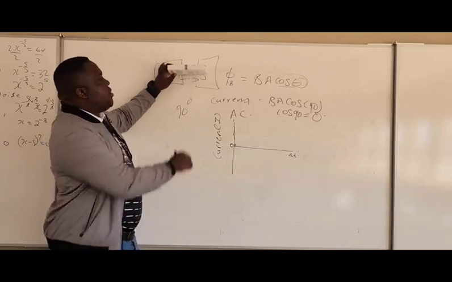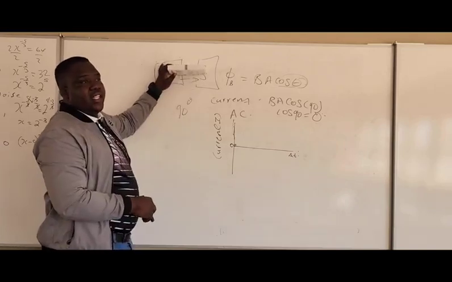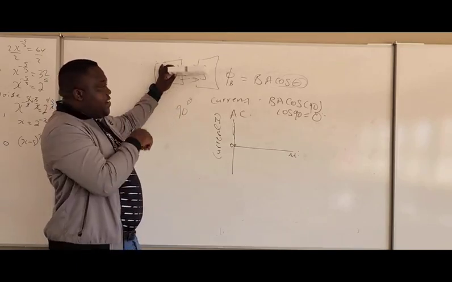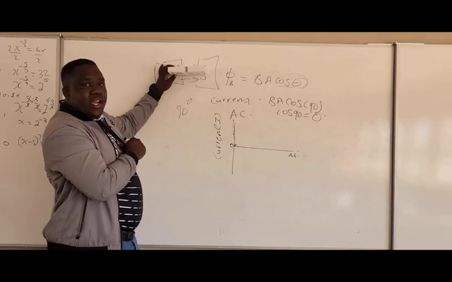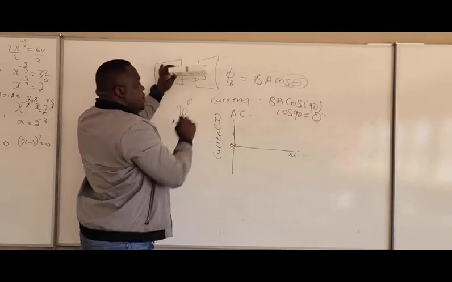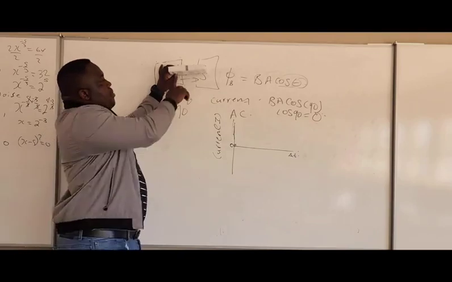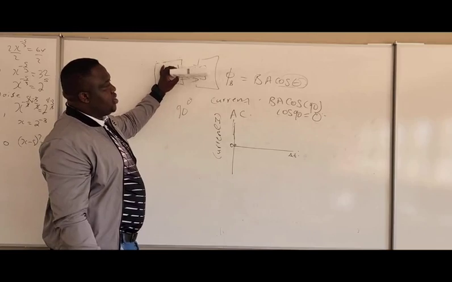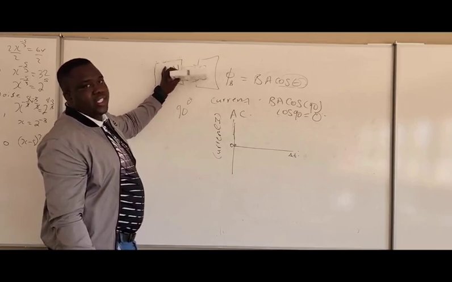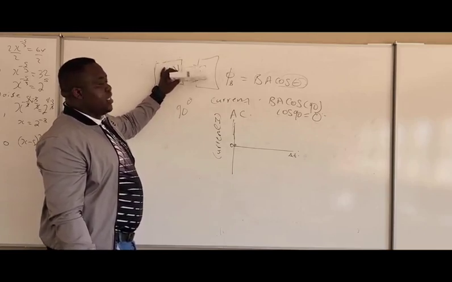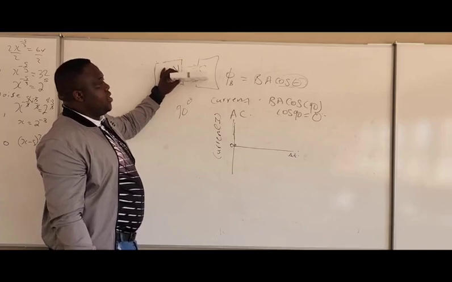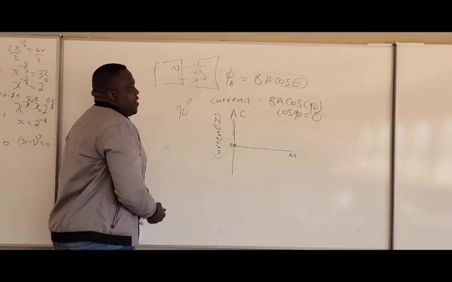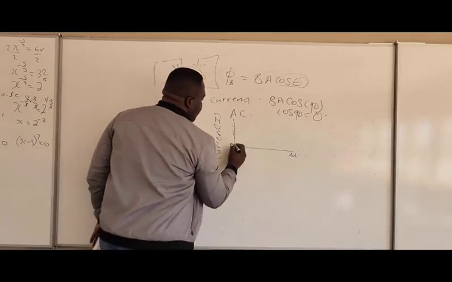Normal line is perpendicular to the magnetic field. Here's the normal line, and theta is the angle between the normal line and the magnetic field. It means that the angle between this line and these lines of magnetic field is 0. When the normal line is perpendicular, the angle between these two will be 90. You understand? Since the angle between the normal line and the magnetic field is 90, everything will become 0, so we'll have 0 there.